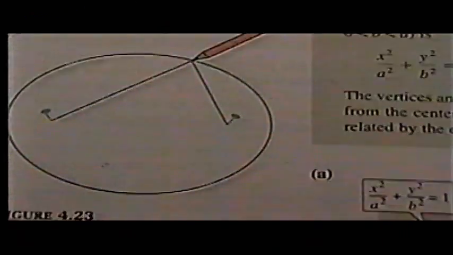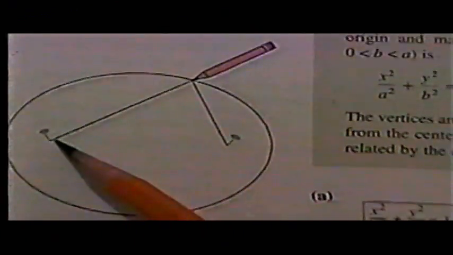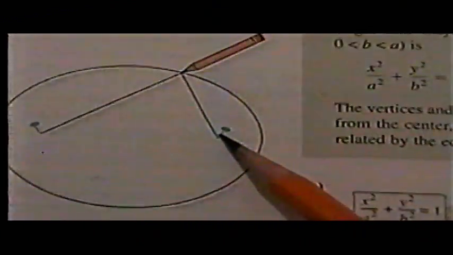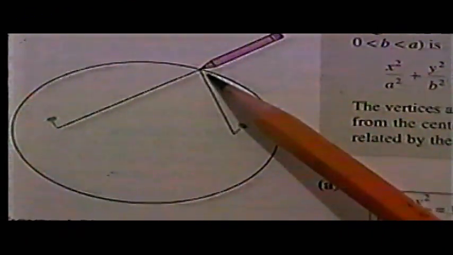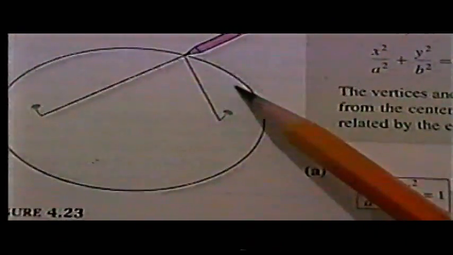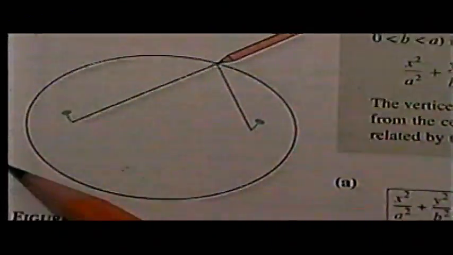Okay, this shows how you can take a string and use two nails for your fixed points, attach a string to the nails, and then put the pencil in the loop, and you can draw the ellipse by doing that. Now here we have the standard equations for an ellipse whose center is at the origin. These are the standard equations when the center is at the origin.